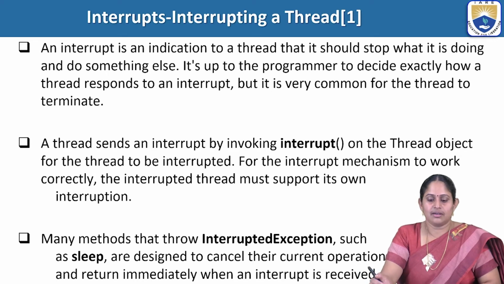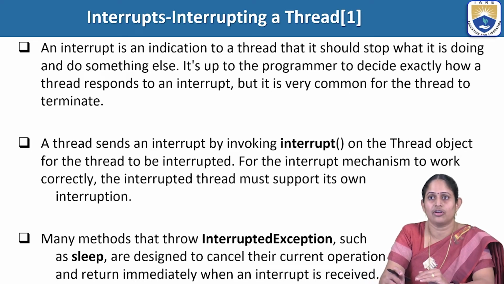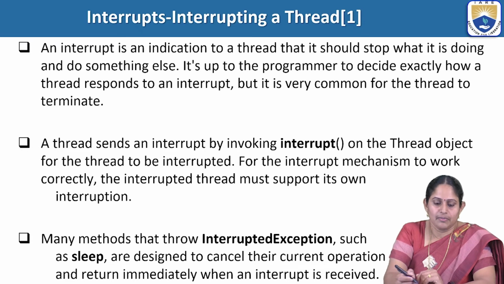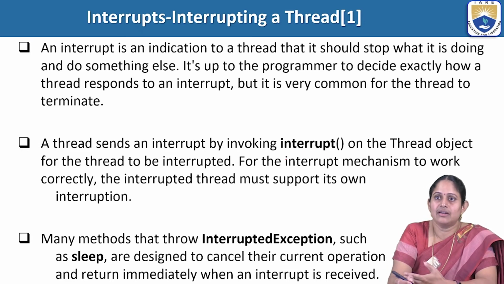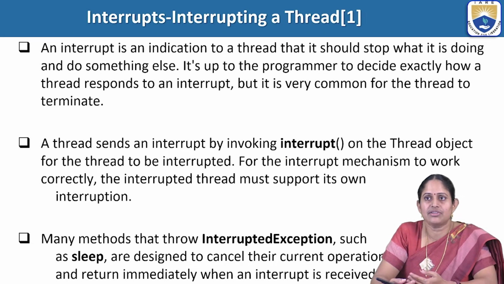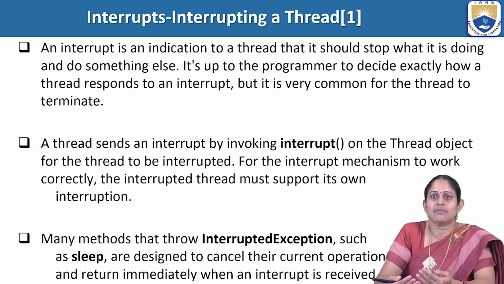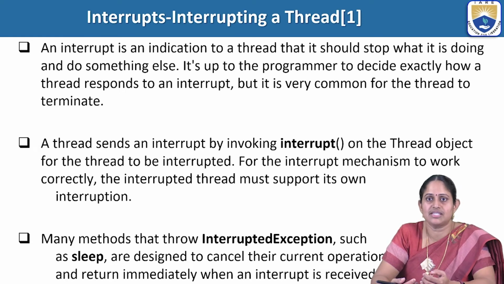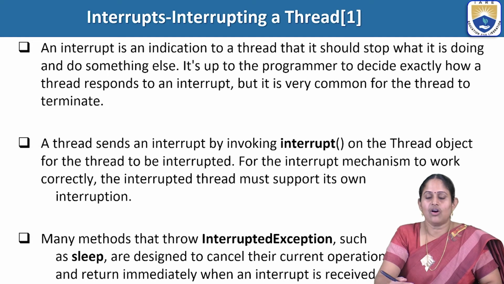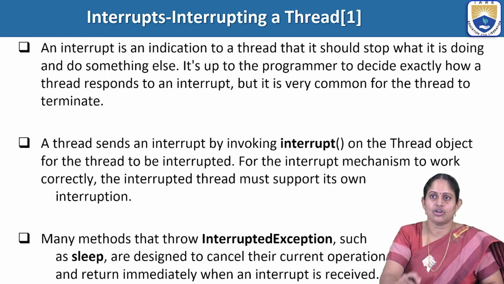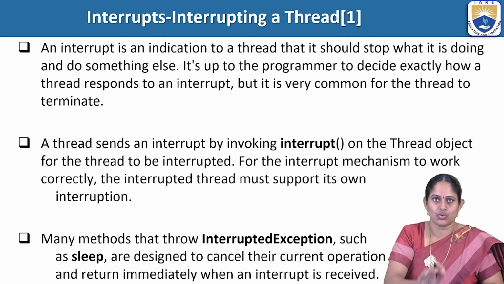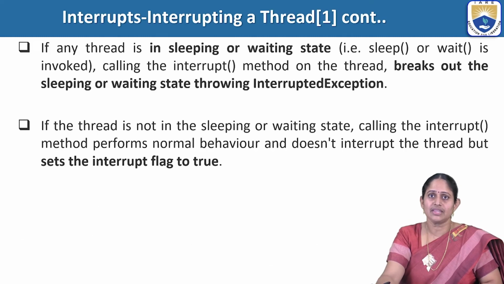There are many methods which we use for interrupting a thread. A thread sends an interrupt by invoking the interrupt method on the thread object. There are many methods that throw interrupted exceptions, such as sleep, that are designed to cancel their current operation and return immediately when an interrupt is received. So whenever we call an interrupt method on the thread, what happens? It will stop what it was doing right now, and it will move on to the next phase.